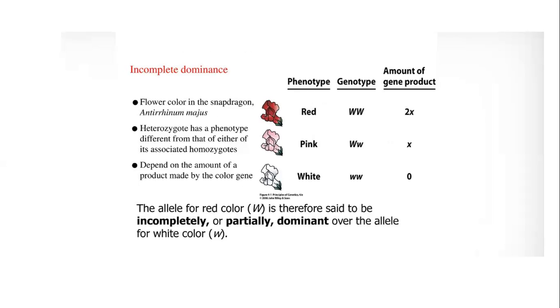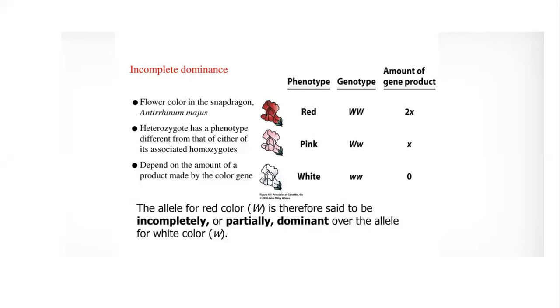In incomplete dominance, flower color in the snapdragon is the example. The heterozygote in this dominance is also known as the semi-dominant. The flower color in the snapdragon, Antirrhinum majus, is the example. The heterozygote has a phenotype different from that of either of its associated homozygotes. It depends on the amount of product made by the color gene. You can say incomplete dominance is also known as partial dominance.